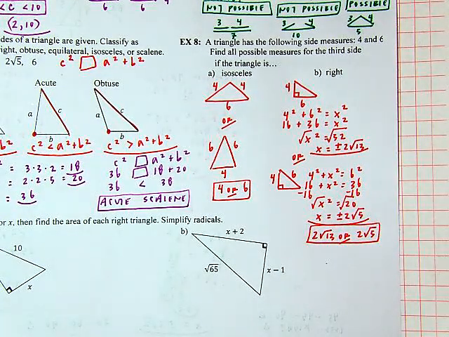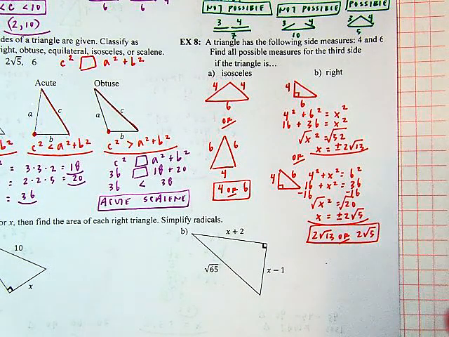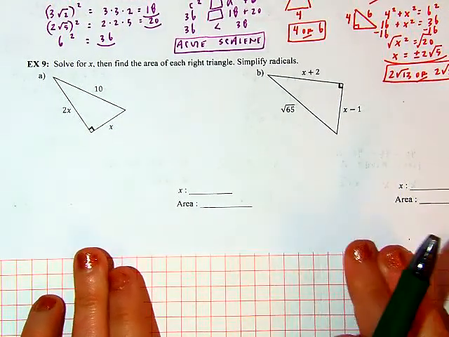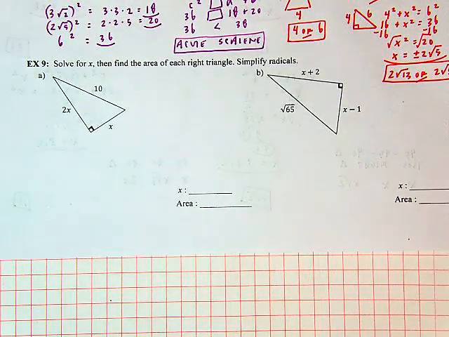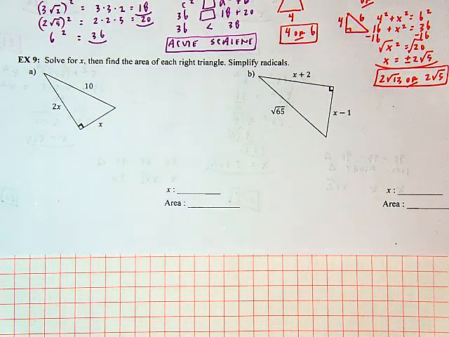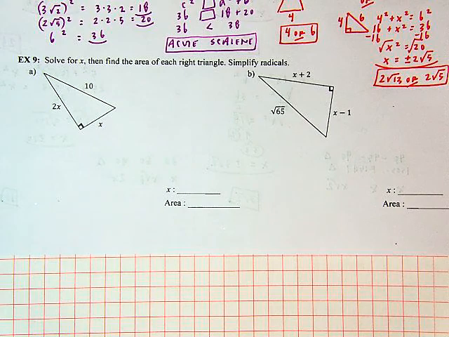No other option for the right triangle. All right, next, solve for x, then find the area of each right triangle. If we see any radicals, we are supposed to simplify. Okay, so I'm seeing some variables. So if I want to solve for x, I'm still using the Pythagorean theorem.